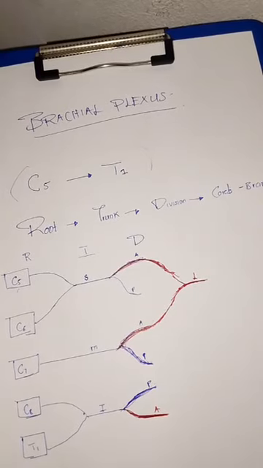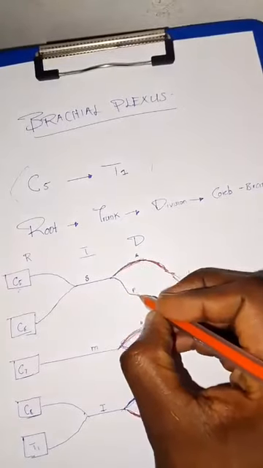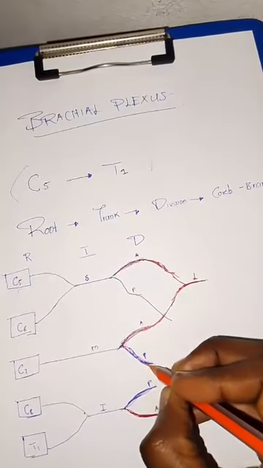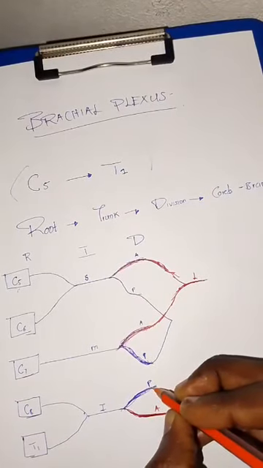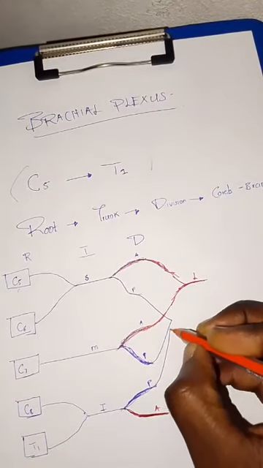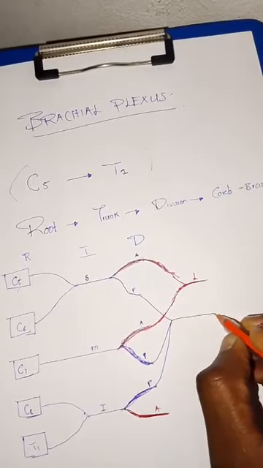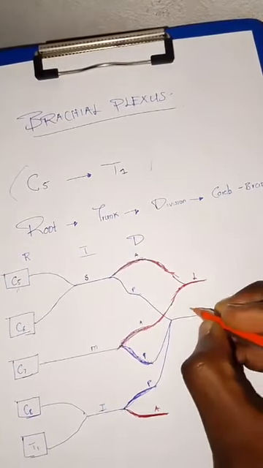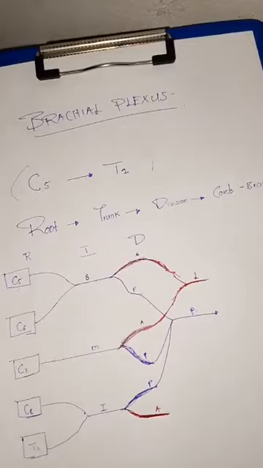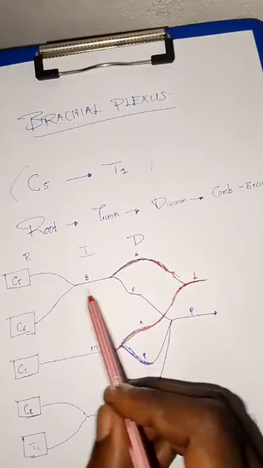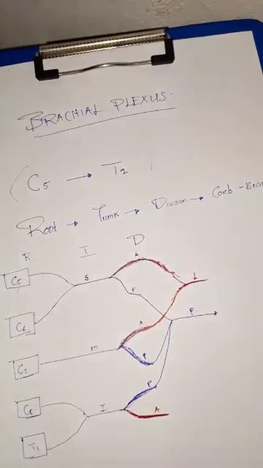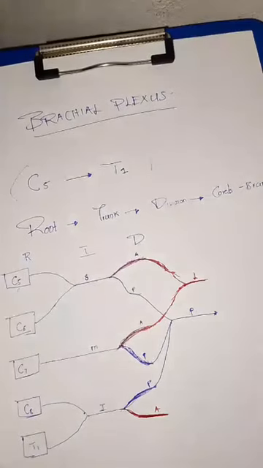Then from there, the posterior division of the same superior trunk and the posterior division of the middle trunk, together with the posterior division of the inferior trunk, are going to join, and they are going to form what we call the posterior chord. So you'll find that the lateral chord is formed by the anterior division of the superior trunk and the middle trunk. Then the posterior chord is going to be formed by the posterior division of all the three trunks.